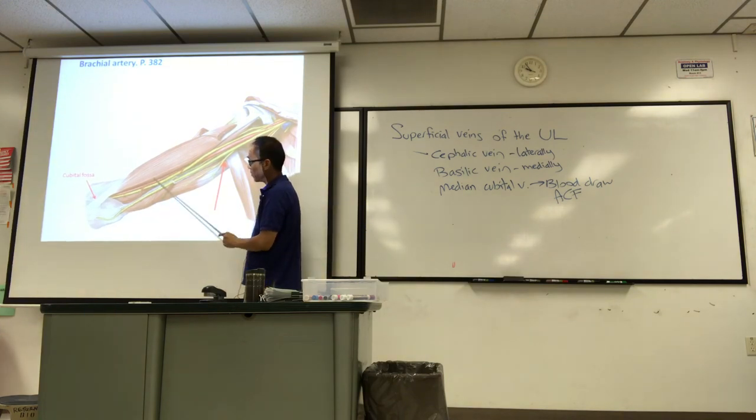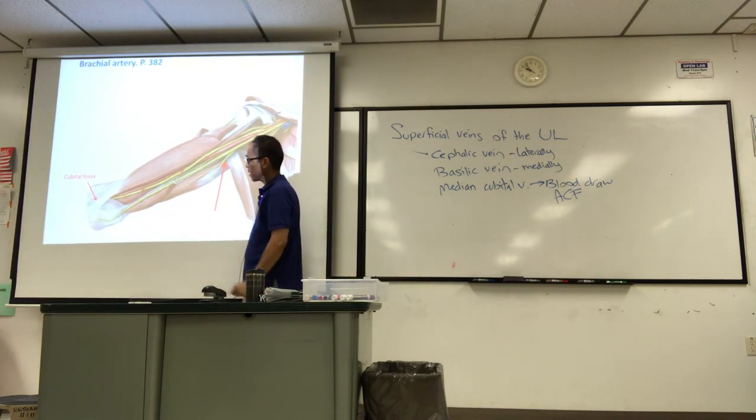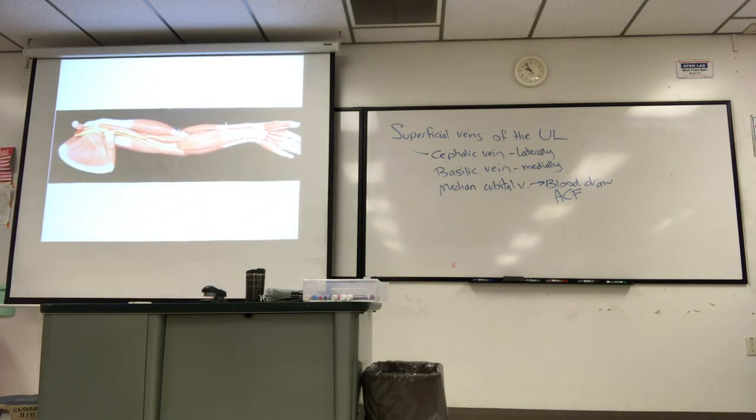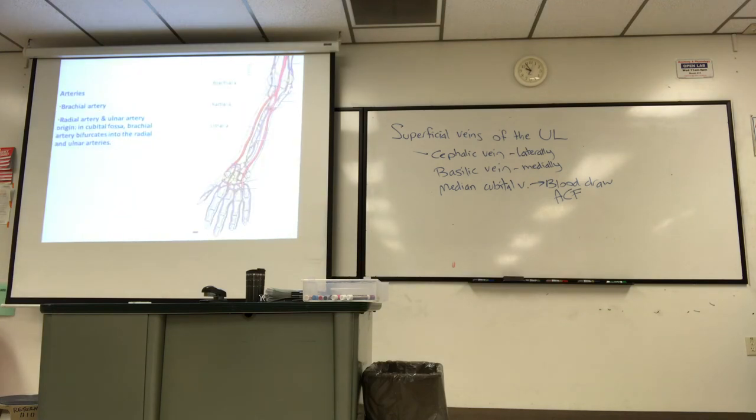Okay. So this is the medial aspect, there's the biceps brachii. Here's a picture of a model we have in the room. So the brachial artery is right there. You would have to remove the forearm muscles to see where the brachial artery divides into radial and ulnar. So I put another picture here. The brachial artery divides into radial and ulnar arteries.